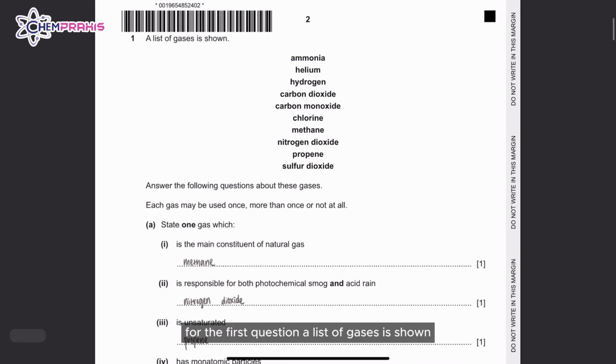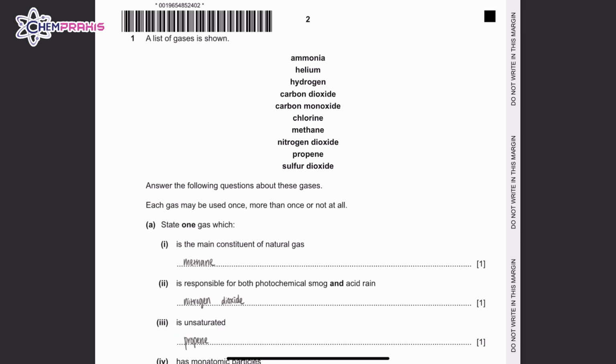For the first question, a list of gases is shown. Answer the following questions about these gases. Each gas may be used once, more than once, or not at all. State what gas is the main constituent of natural gas. The main constituent of natural gas that we can find from the list of gases given is methane.